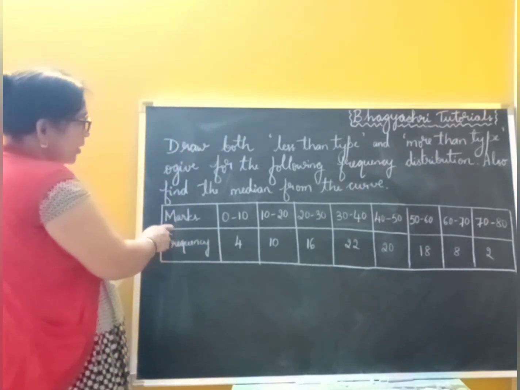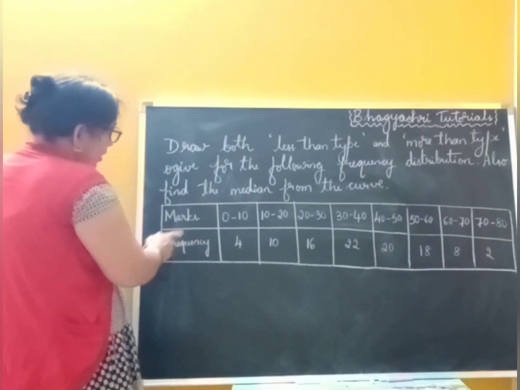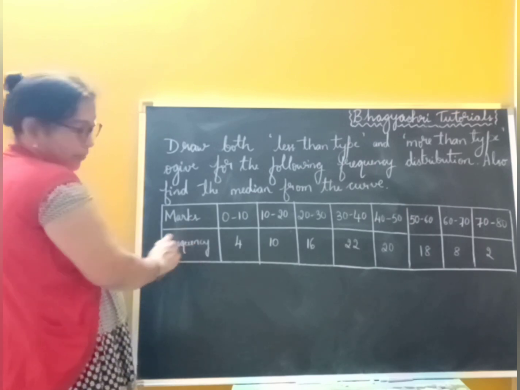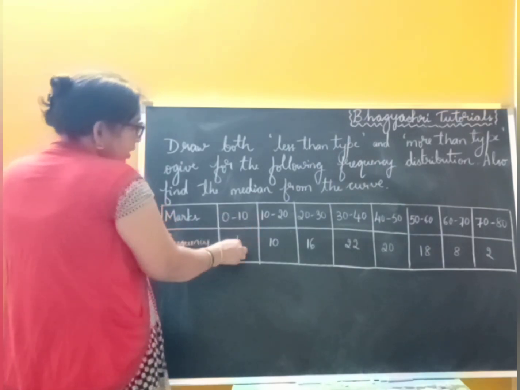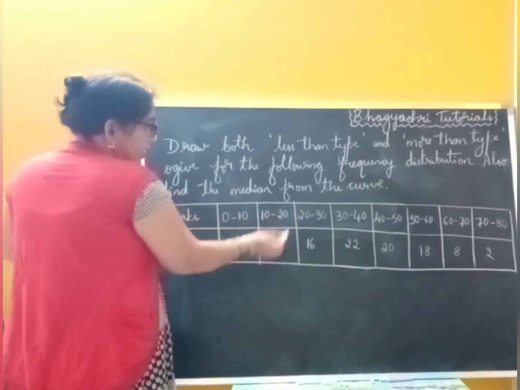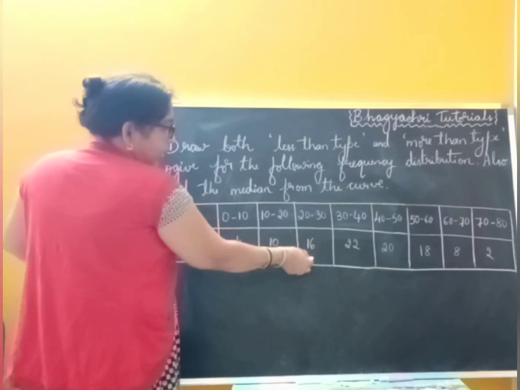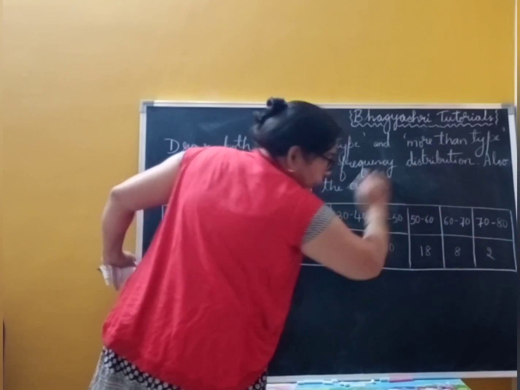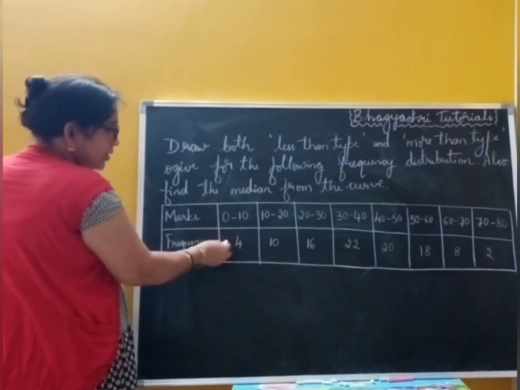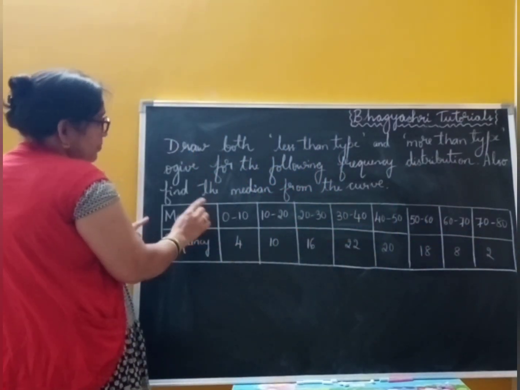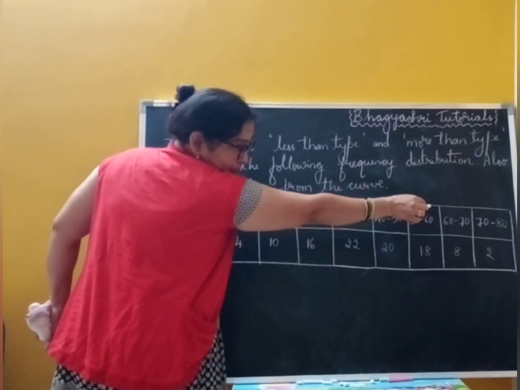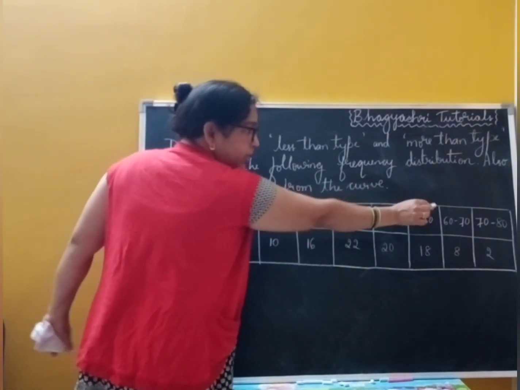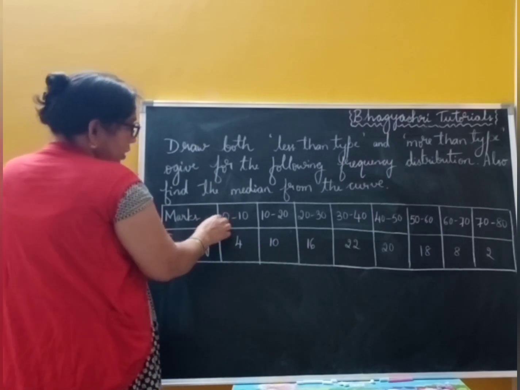Data is given, marks in the first row and frequency in the second row. So, 0 to 10, 4; 10 to 20, 10; 20 to 30, 16; like that, 70 to 80, 2. What is the meaning of this? This is marks out of 80, so maximum marks is 80 and minimum marks is 0.